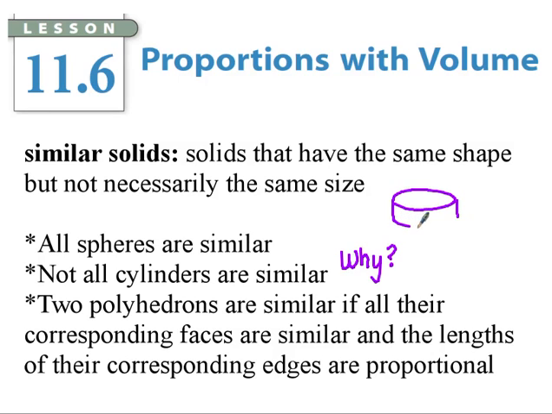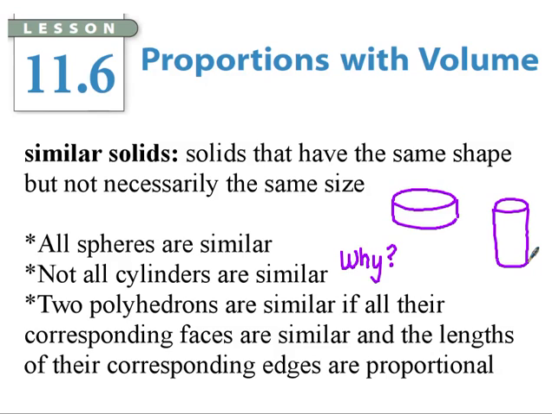You'd have a tuna can. You know those tuna cans, they're short and stubby? Compare that to a pop can. Are those going to be similar? No way. Because in a tuna can, the radius is much bigger than the height. In a pop can, the radius is much smaller than the height. So those are the differences. That's why cylinders are not always similar.